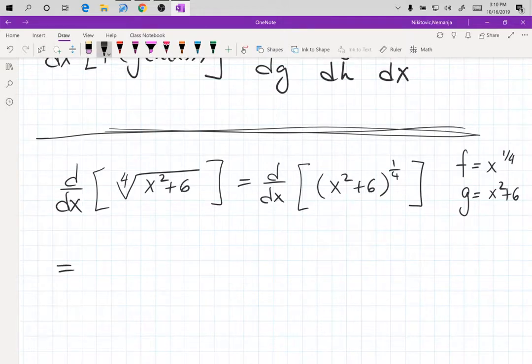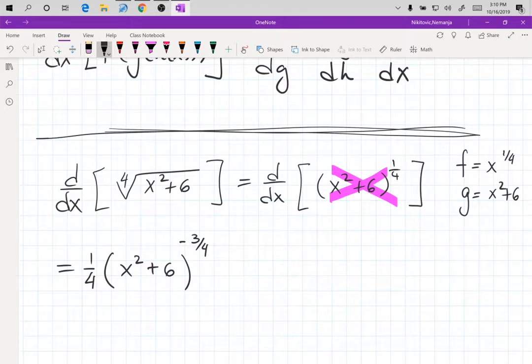So to take the derivative, we regard all of this as one variable. So that would be 1/4 of that raised to the -3/4, because 1/4 minus 1 is -3/4. Then we copy the inside, which is x squared plus 6. And then we follow with the chain, which is 2x.